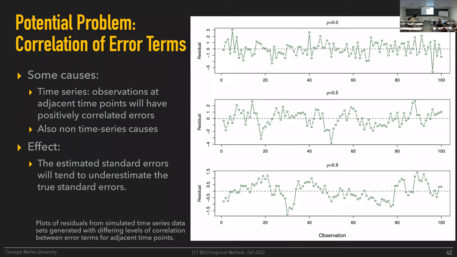Okay, here is another potential problem. We talked about nonlinearity. This is different now. This is a potential problem when the error terms are correlated. You see three sets of points here, so three models. This is simulated time series data, simulated to have different levels of correlation between the error terms in adjacent time points.